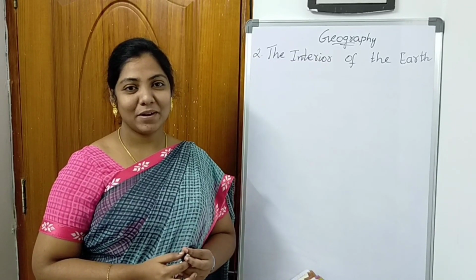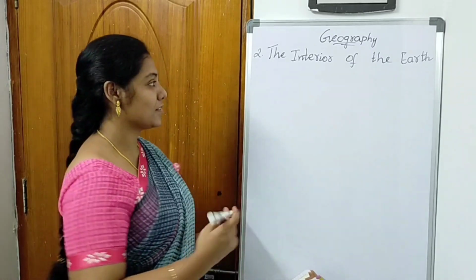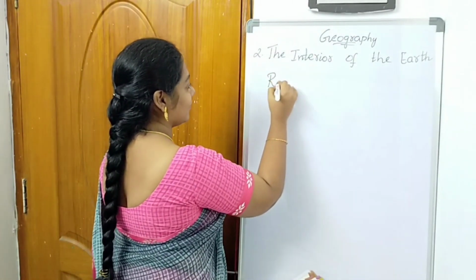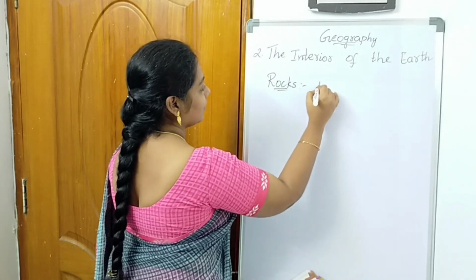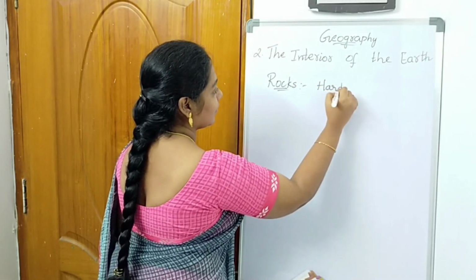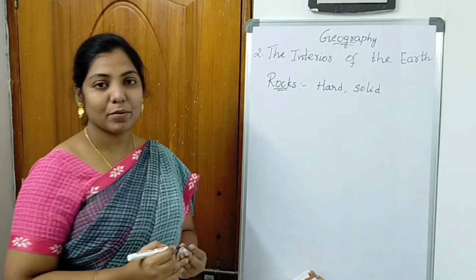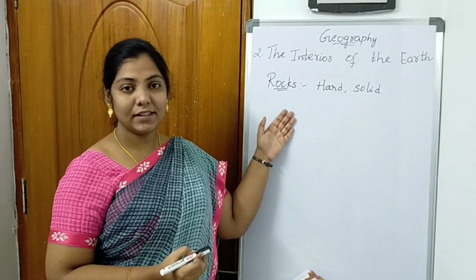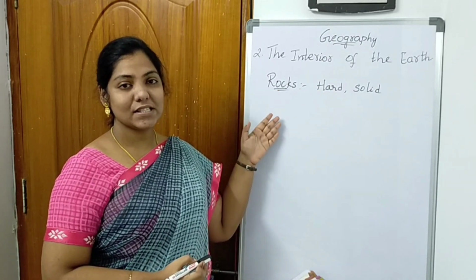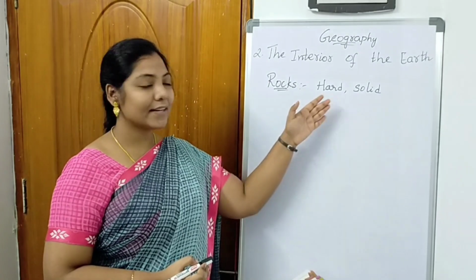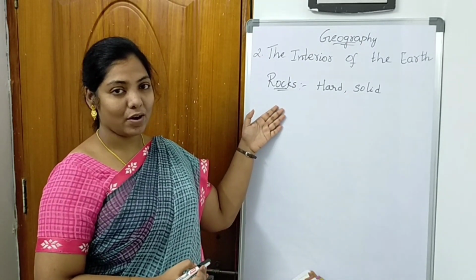Till now you have learned about the different layers of the earth, and now we are going to learn about rocks. The earth's crust is made up of hard and solid material, and that material is called rock.